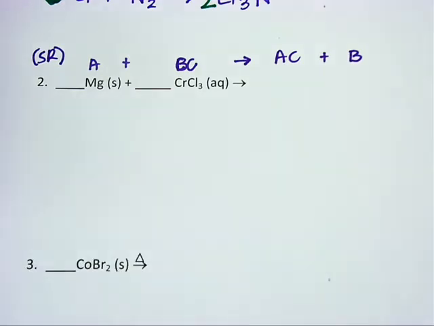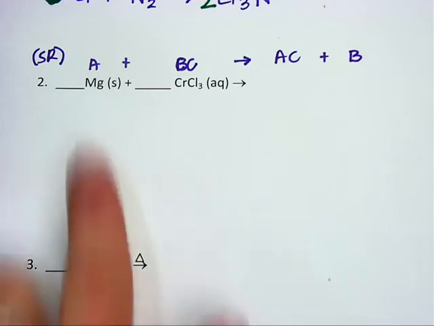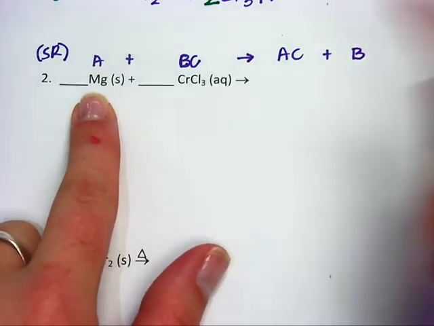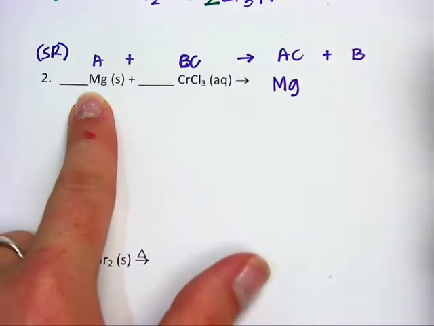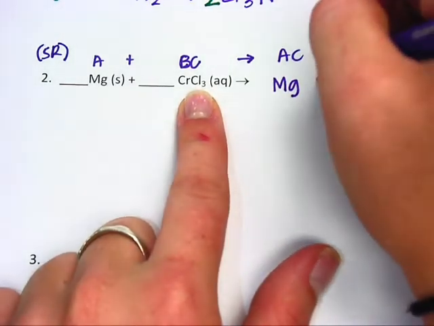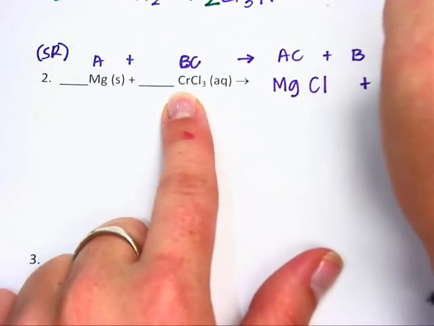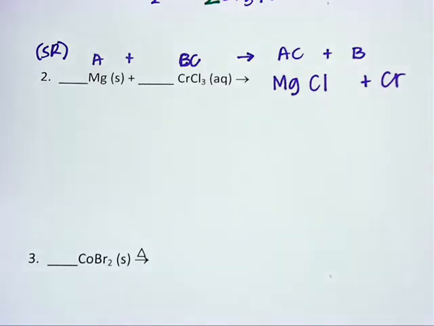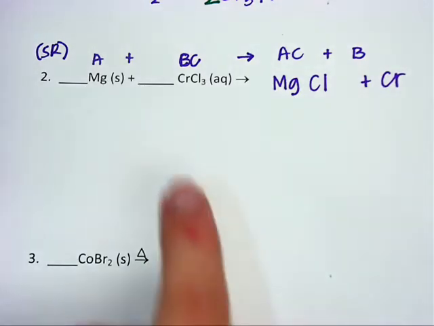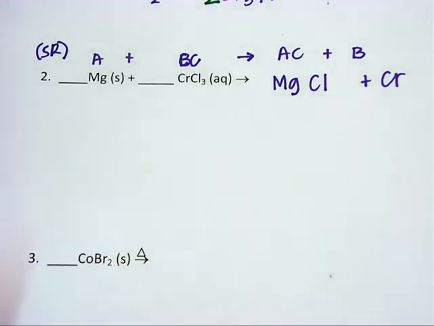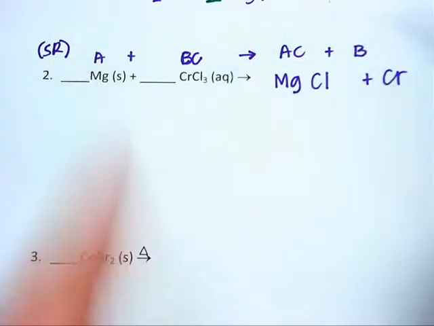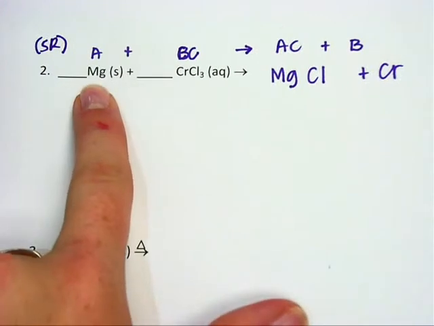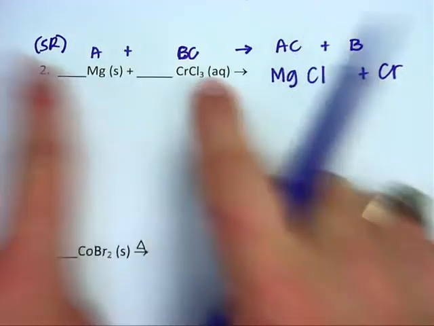since it is a single replacement. So I have magnesium, and so for A, I'm going to go ahead and write magnesium here. And that magnesium should be bonded with chlorine. And then I will have B, which is chrome by itself. On my activity series, what I need to see in order for this reaction to happen is that chrome has to be lower than magnesium on the series. So the element by itself has to be higher than the element we are trying to replace.